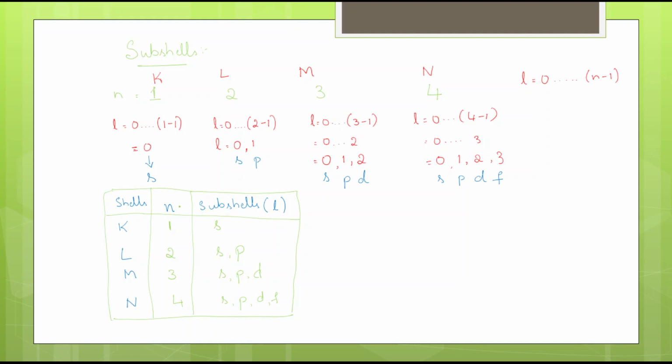Clear? So shells, N value, subshells. For the L value, the S subshell means 0, P means the L value is 1, D means the L value is 2, F means the L value is 3. By this we have learned how to get the subshells. The first main shell consists of only one subshell, the second main shell consists of 2 subshells, the third main shell consists of 3 subshells, and the fourth main shell consists of 4 subshells.